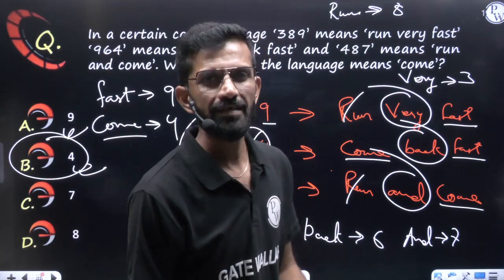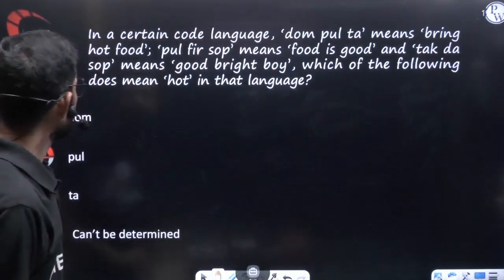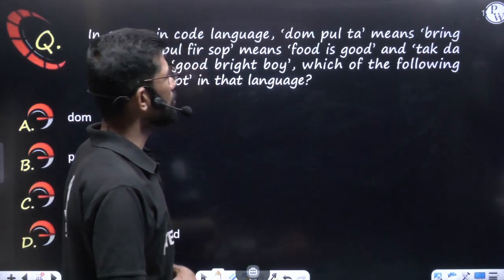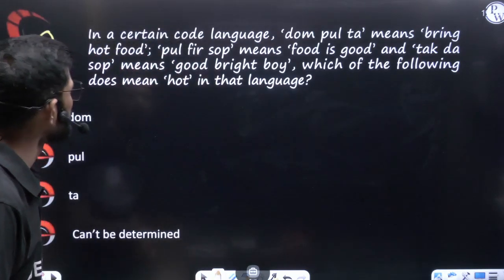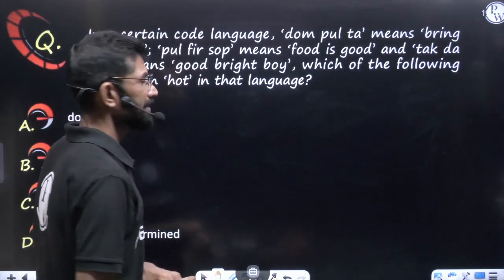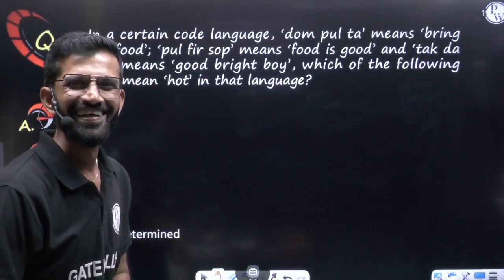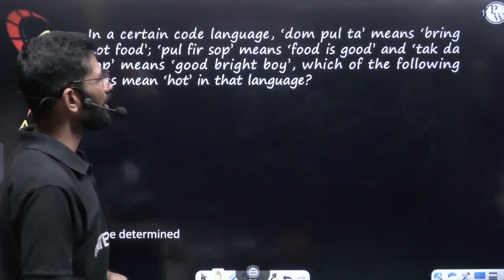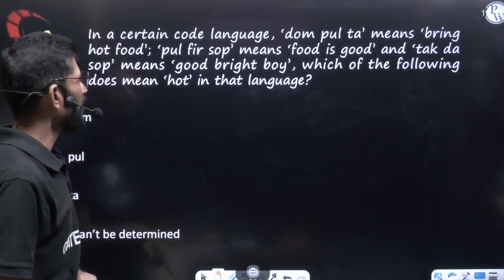Okay, let's see the next question. In a certain code language, "Dom pul ta" means bring hot food. "Pul fir sop" means food is good. "Takda sop" means good bright boy. Which of the following does mean hot in that language?